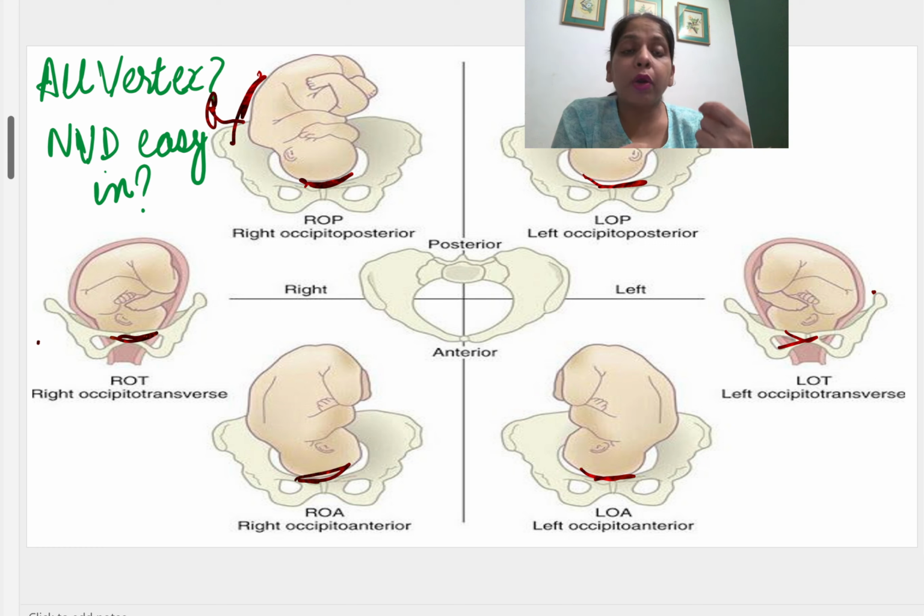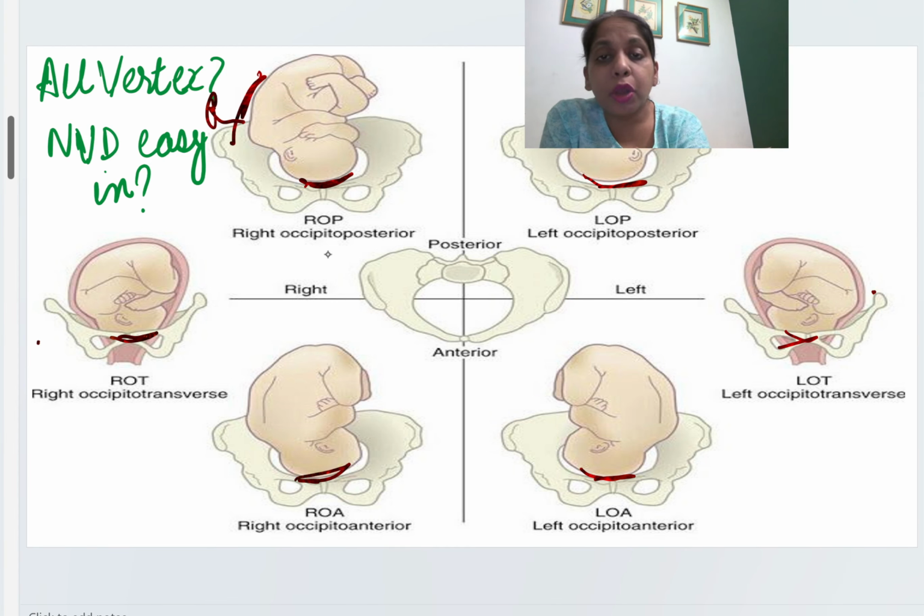When we have to tell the position, we will tell it with respect to the pelvis, and where our denominator is. For example, the first image: to tell this image, we will do PV, and we will see where the occiput is. As the occiput is in the right part and posteriorly, because the anterior part is here, this is right occiput posterior.